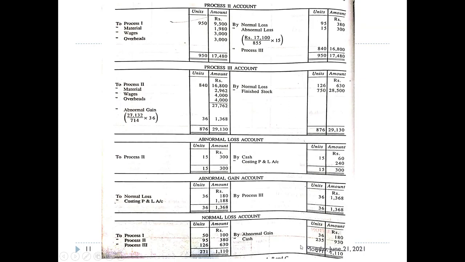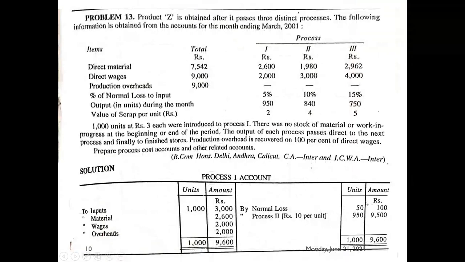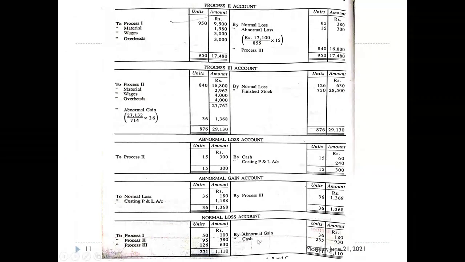Here the balance is either cash sale or credit sale. So by cash or debtors, balancing figure. Because this loss, you see, these are selling value. These are sold at 2, 4, and 5. So that's why we are realizing cash or debtors. So there is a loss of 180. So it will be adjusted, and the remaining portion will be sale. So balancing figure is called cash or debtors account in normal loss account. So in this way, the process accounts and the other accounts are prepared.